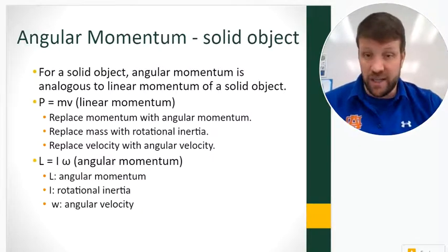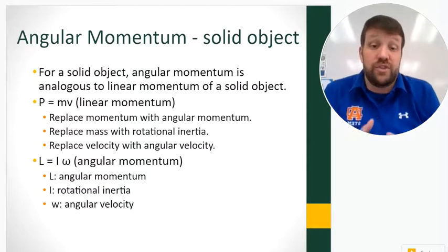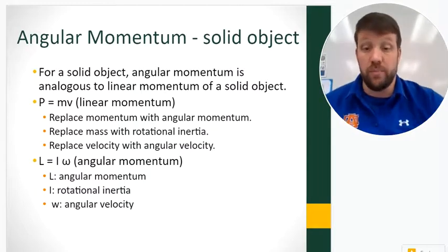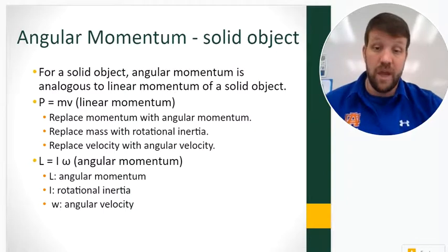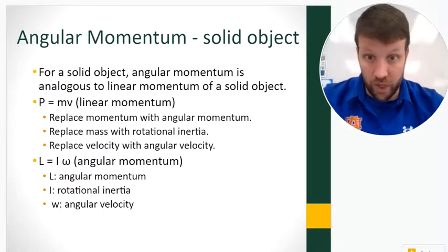So for a solid object, angular momentum is analogous to the linear momentum for the solid one, right? So P is mv, the linear momentum. We're going to replace our quantities here with angular. And that's really the end goal with all of this, right?